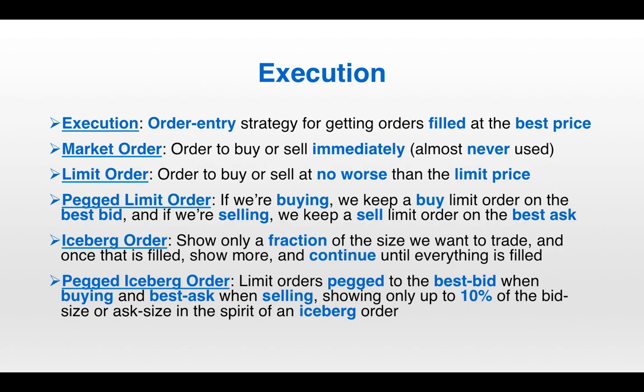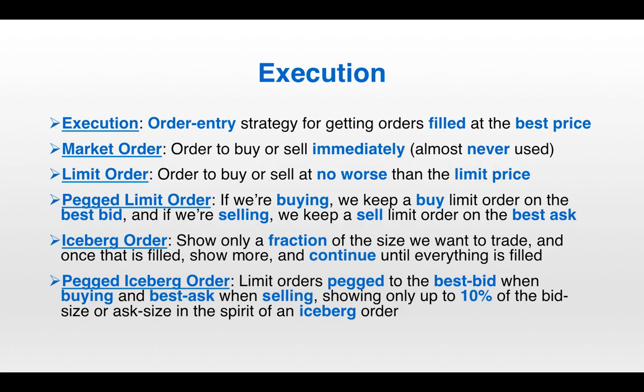One such algorithm is the pegged limit order algorithm. And this is when, if we're buying, we'll keep a buy limit order on the best bid. If we're selling, we'll keep a sell limit order on the best ask. And the idea of this algorithm is we don't want to cross the bid-ask spread and incur that slippage. Instead, we want to wait for them to come to us and for other traders to cross the bid-ask spread. But we still want to have a timely fill. So that's why we always stay on the best bid or the best ask.